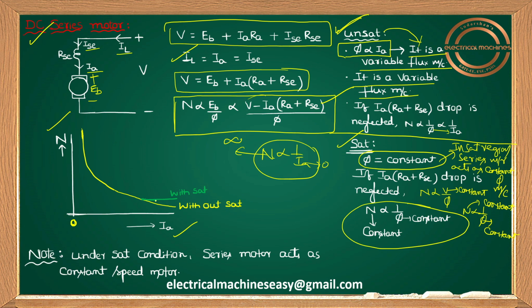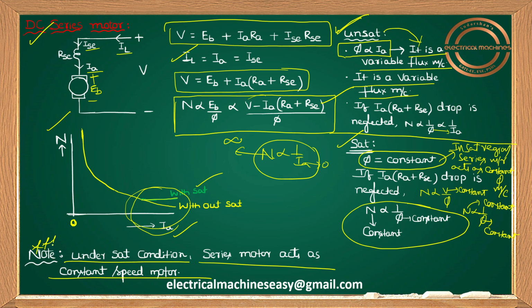So that's the reason why in the saturation region, which means at large IA values, wherever IA value is more, that region can be called saturation. At large load conditions, at large IA values, saturation will occur. So N value is constant, therefore N remains constant like this. This is what happens with saturation. So try to understand, guys: under saturation condition, the series motor acts as a constant speed motor. It's a very important point.